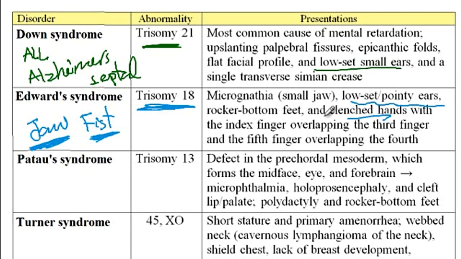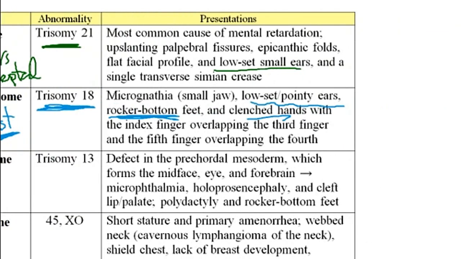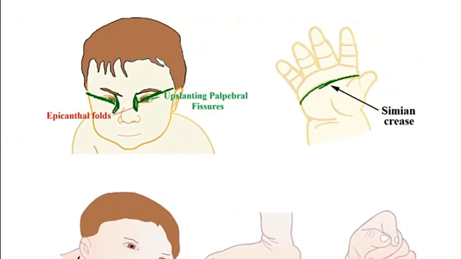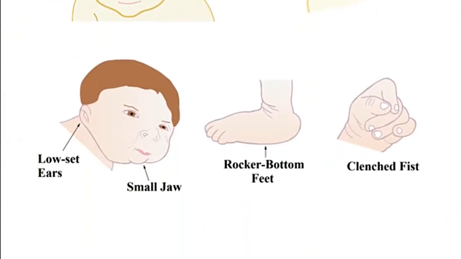And then low set point ears, as well as rocker bottom feet, are other features that you see in patients with Edwards syndrome. So here, just to review these findings one more time. So low set ears and small jaw, rocker bottom feet, as well as clenched fists are features of patients with Edwards syndrome.